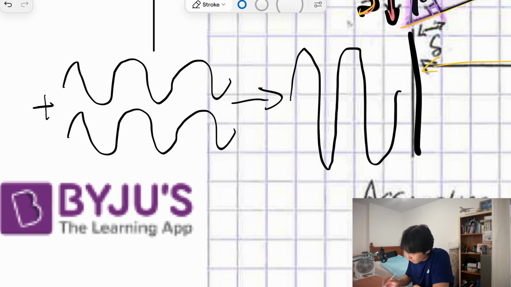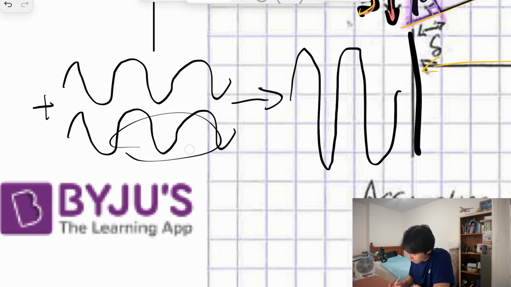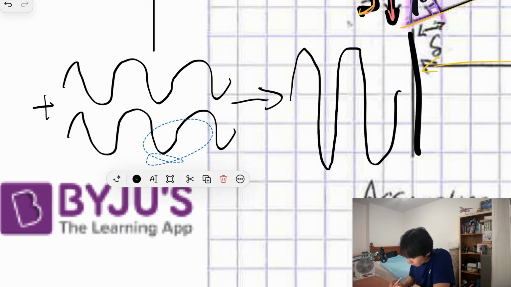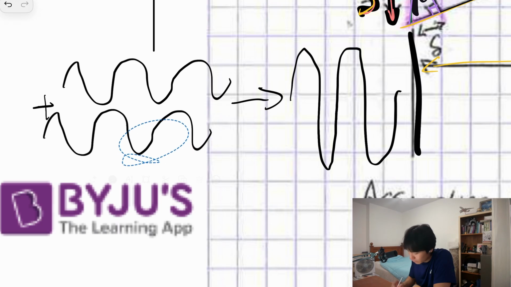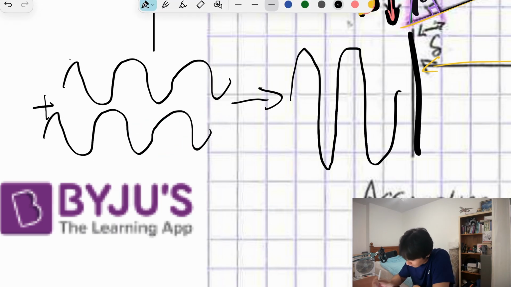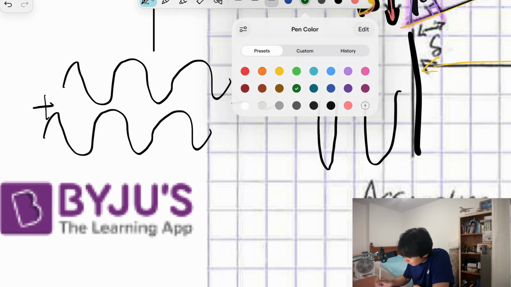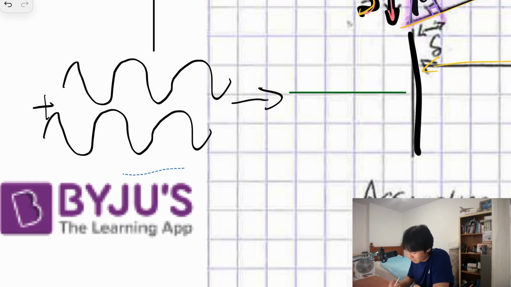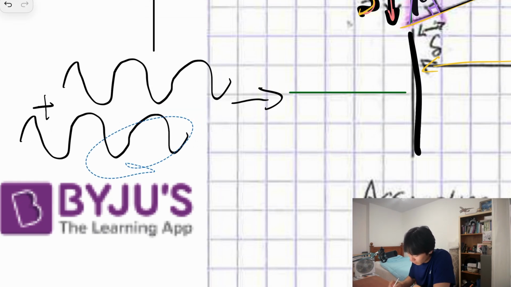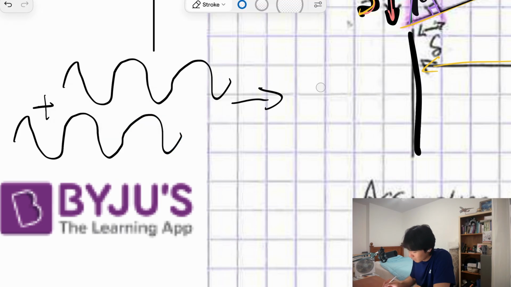Imagine you actually shift this value by around this much here. Then what are you going to get? You're going to get a destructive interference. But say that you actually nudged it a bit more. What are you going to get? You're going to get a constructive interference again.